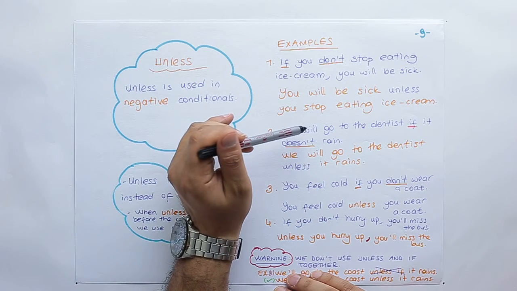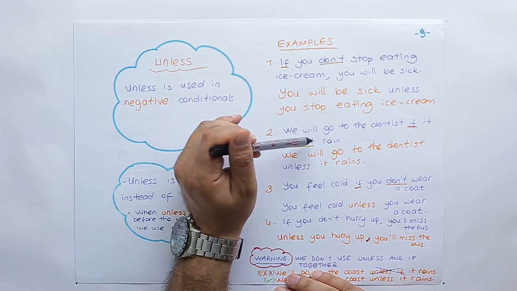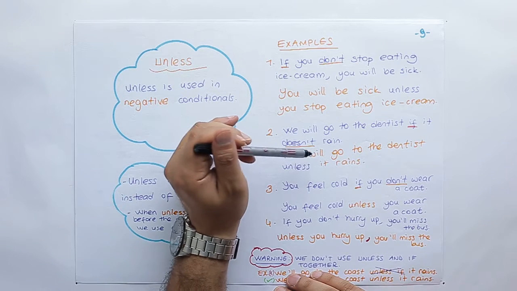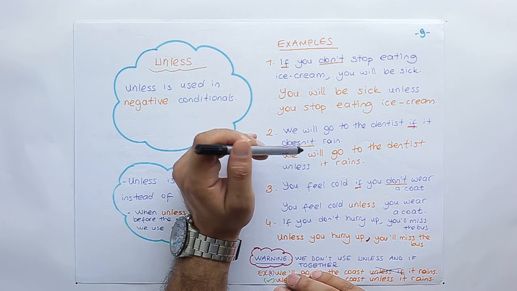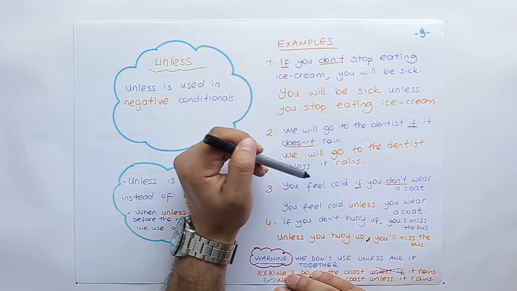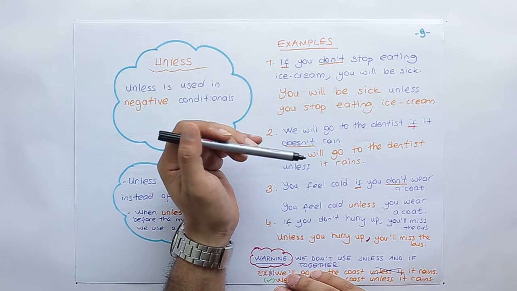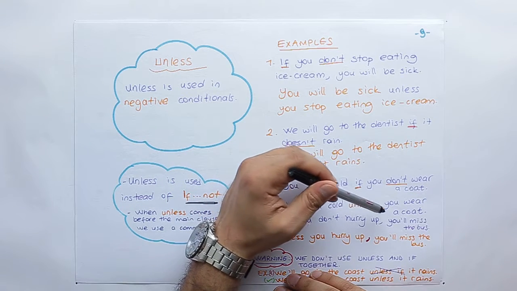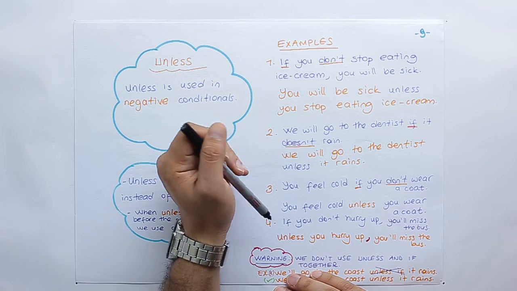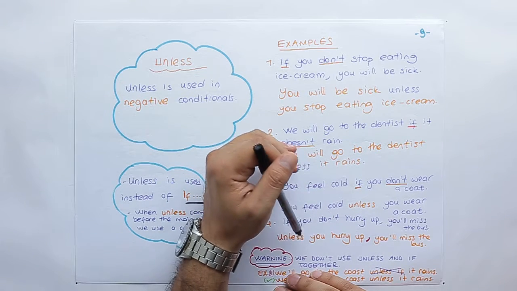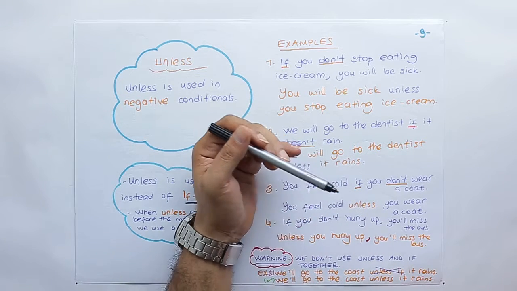Number 2, we will go to the dentist. If it doesn't rain, we will go to the dentist unless it rains. Or 3, you feel cold if you do not wear a coat. Or you feel cold unless you wear a coat. Number 4, if you don't hurry up, you'll miss the bus. Unless you hurry up, you'll miss the bus.